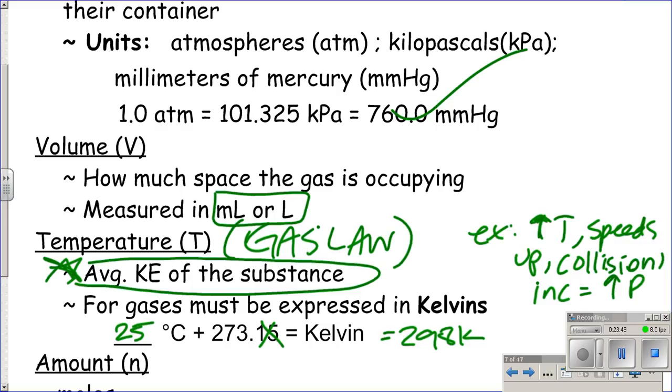Whenever you do any gas law problems, you just have to make sure that your units are the same. If you have two pressures, both pressures should be in the same unit. I don't care which unit, it's just the same unit. If you have two volumes given to you, make sure they're both in liters or they're both in milliliters. If not, your units won't cancel and your math will be wrong.